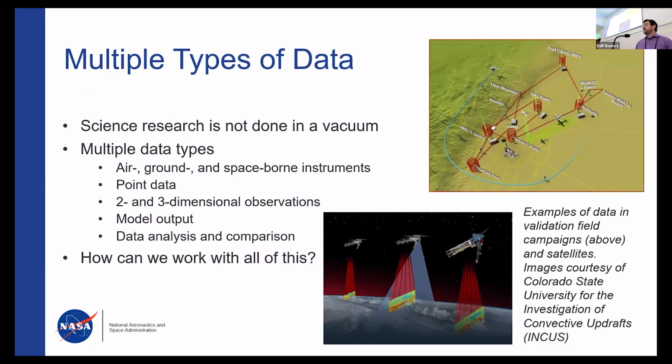Now, as we heard in Morgan's presentation as well, we have lots of different data sets that we're working with. It's airborne, satellite-based, ground-based. It can be point data, 2-dimensional data, 3-dimensional data. How do you try to bring all of that together? That's one of the issues that we're facing. The images that you see here show a layout for a field campaign, showing all the different instrumentation that was deployed for that one location. But at the same time, many times you're working with satellite data. These suborbital campaigns are serving as the ground validation for the orbital campaigns. So how can we work with all this?